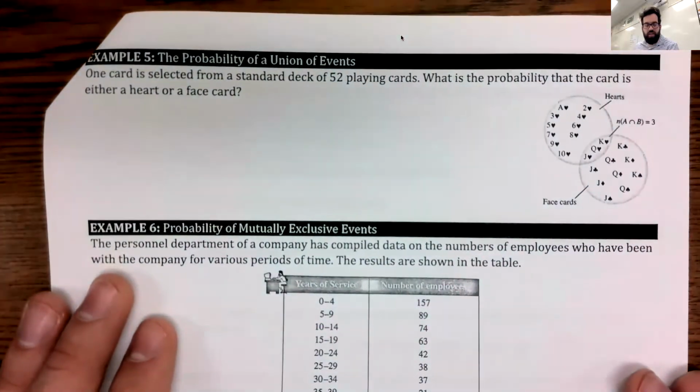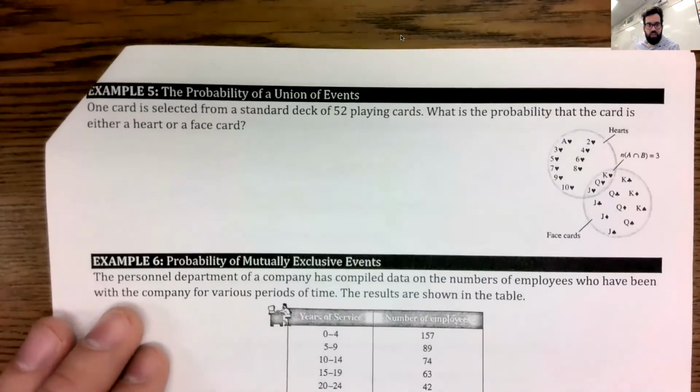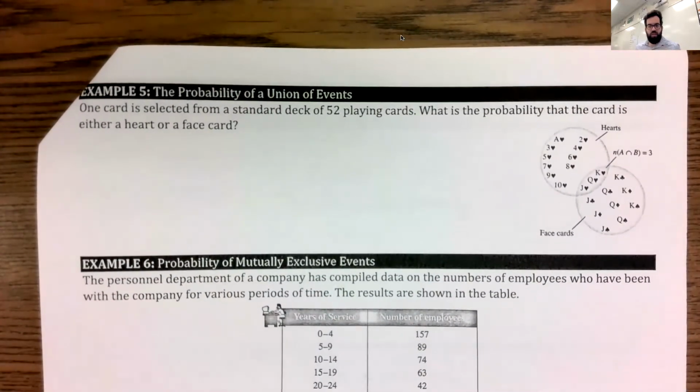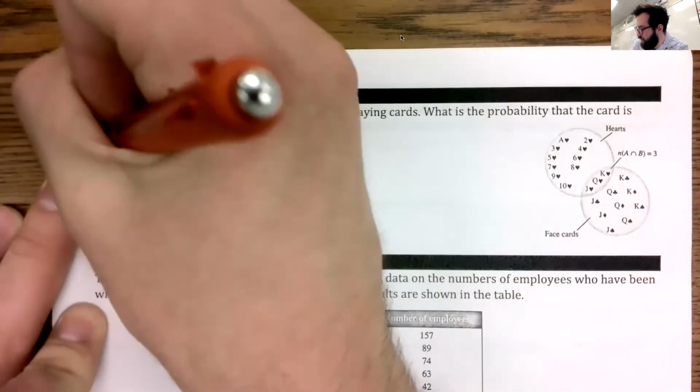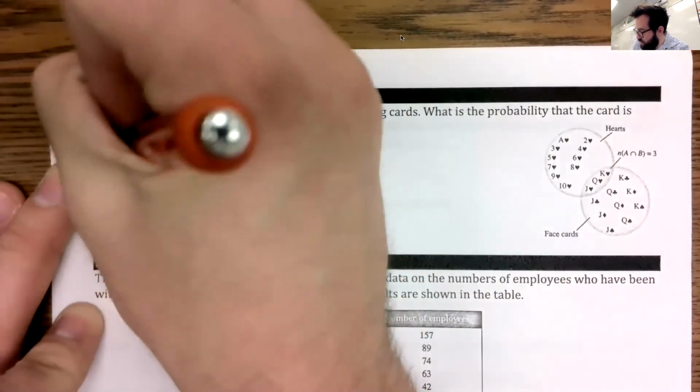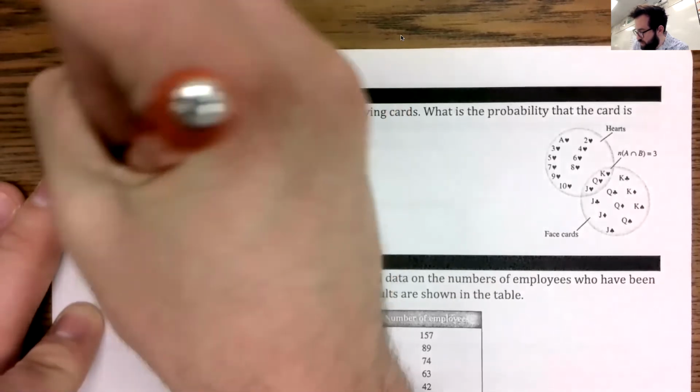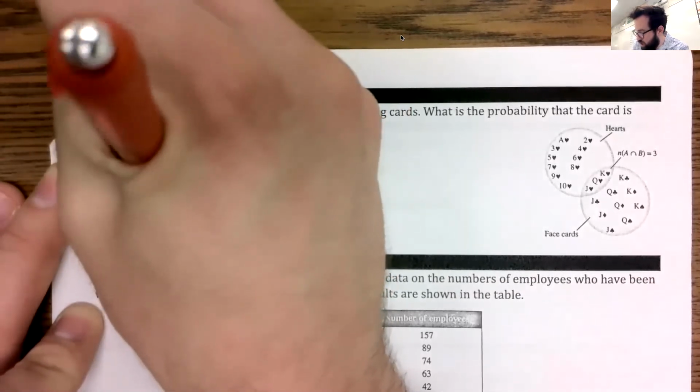I love that we have this nice Venn diagram here for this question. So let's just read the question and then we'll talk about the Venn diagram. One card is selected from a random deck of 52 playing cards. What is the probability that the card is either a heart or a face card? So we're going to say A is a heart and B is going to be our face card.